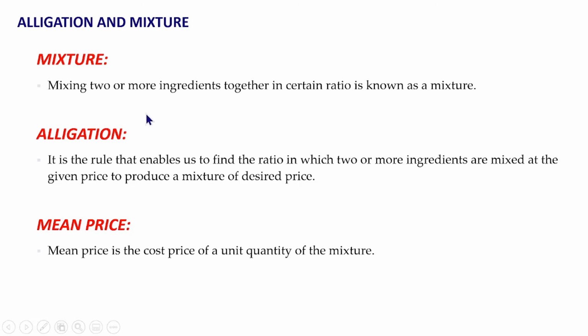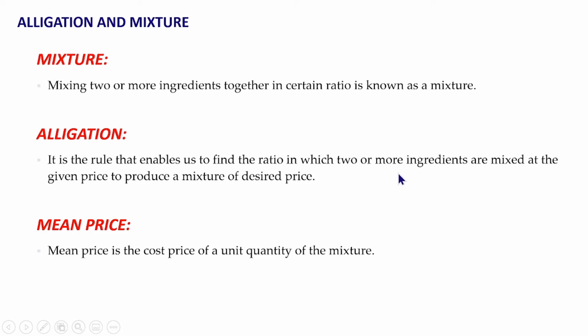First we will see what is mixture. Mixture is basically mixing of two or more ingredients together in a certain ratio. Now coming to alligation. Alligation is a rule which enables us to find the ratio in which two or more ingredients are mixed at the given price to produce a mixture of desired price. If we have two or more ingredients and we want to obtain a mixture of the desired price, then in what ratio we have to mix these ingredients.